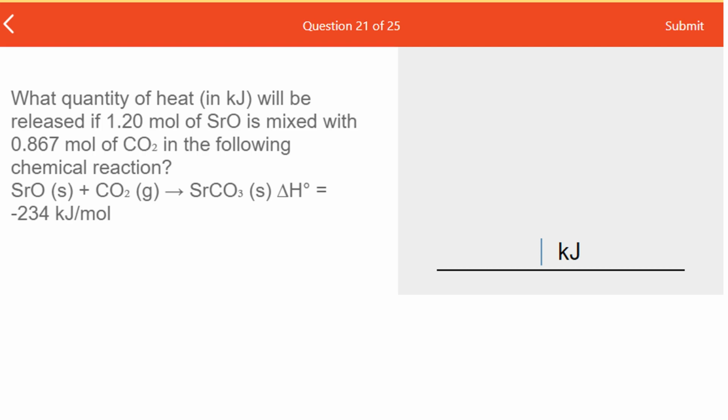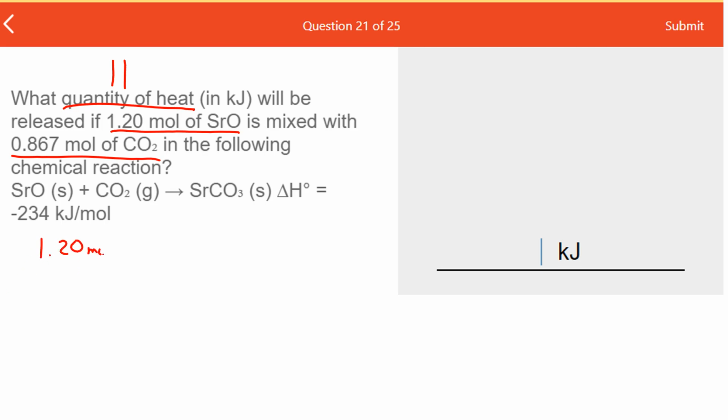Number 21 is the same as 19 was. So I'm going to just point it out again. It says what quantity of heat. So that means absolute value. When we do this, the only difference in this one, what do you notice about your starting points? You have 2. So what type of question is this? Limiting reactant. All right. So that means we're going to have to do it twice.